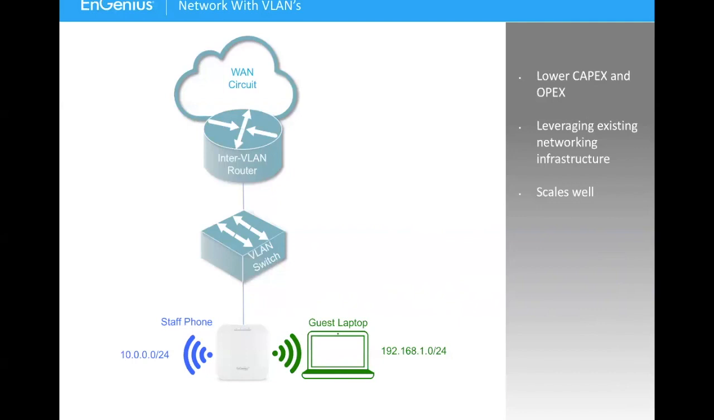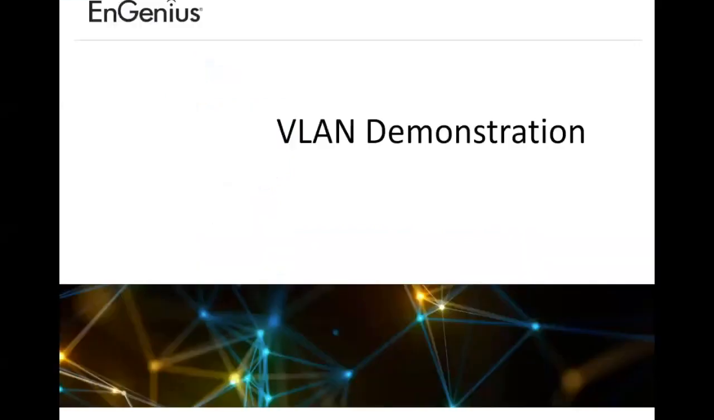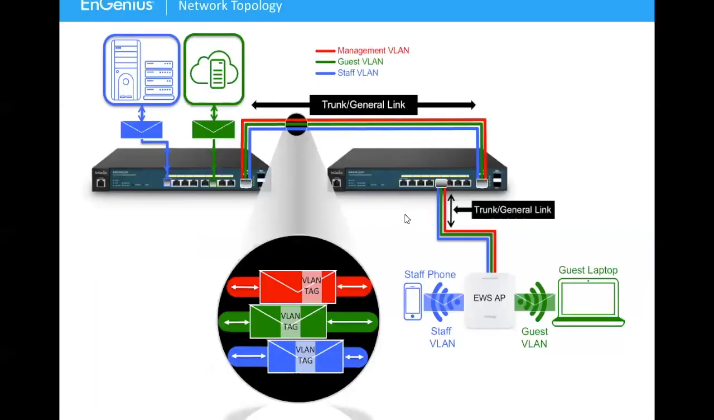Okay, so now what we're going to do is a demonstration. We're actually going to show you how to set this up from scratch. So the one we're going to do is basically this network right here. We have a management VLAN, which is going to be untagged, the native VLAN. We have a guest VLAN, which is going to be tagged. And then we have a staff VLAN, which is going to be tagged as well.